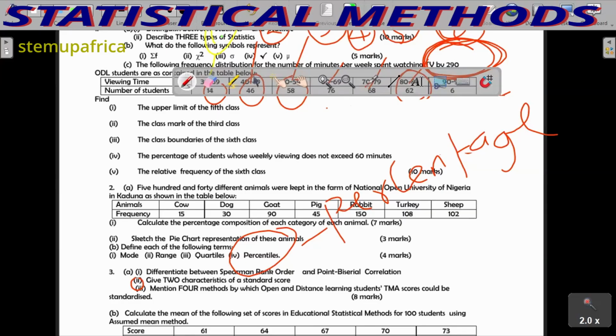Okay. Thank you. So the other one says, give two characteristics of a standard score. Anybody knows that? Characteristics of a standard score as used in our TMA test. What's it called? Tutor marked assessment, right? Yes. So what are the four methods by which you can standardize our scores? Anybody knows that?